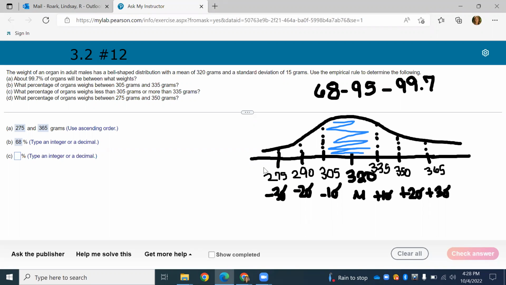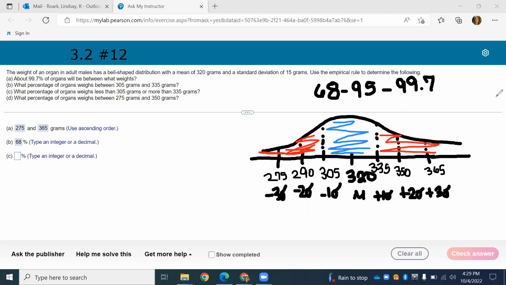Okay, the next question says, what percentage of organs weigh less than 305 or more than 335? So see how they're kind of building on each other. If we have less than 305, I'm going to use a red color just to shade to the left, and then I'm also going to go ahead and shade to the right. Okay, so really this is saying they want all of the data that's not in between.